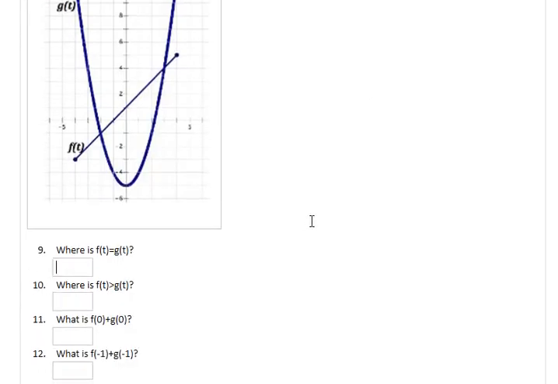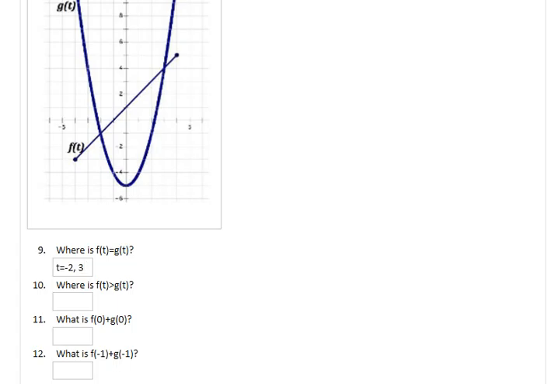Where is f of t equal to g of t? What that's actually saying in graphical terms is where are my graphs crossing? And so here's one place where they cross. It looks like that's at t equals -2. And then we go over here to where this is crossing, go down to our x value, and looks like it's at t equals 3.